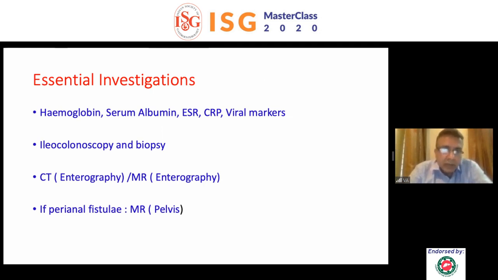So do a hemoglobin, the baseline investigation, of which albumin is very important. You'd like to monitor it. ESR, CRP are important. Viral markers, because you're going to put these patients on immunosuppressants subsequently. Ileocolonoscopy and biopsy, but don't stop out there.